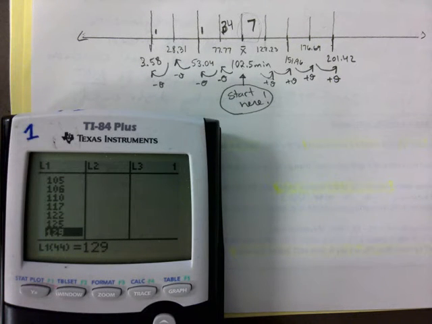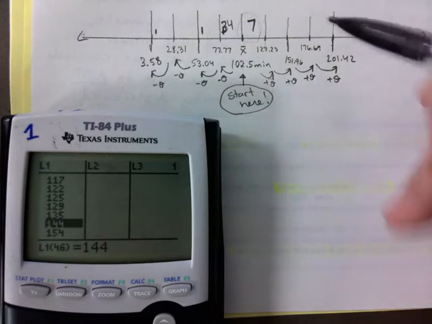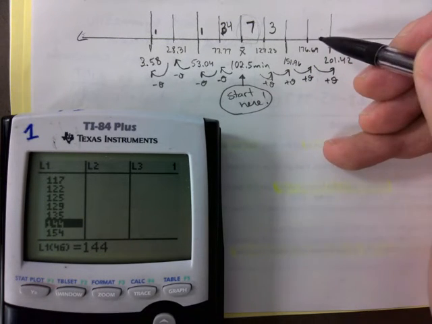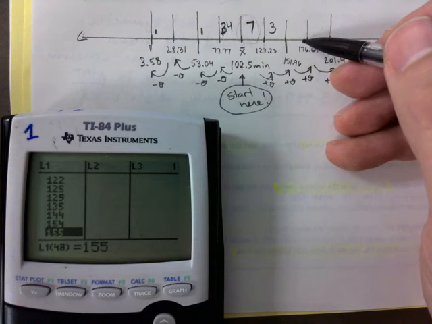129 is in the next bin. So 1, 2, 3. Oh, that's 154. That's already passed. The 154 would go in the next. So I have 3 in here. And then 154.